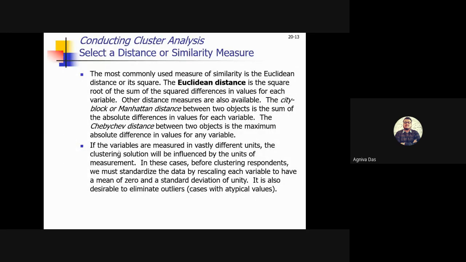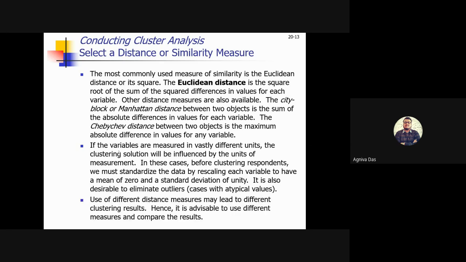It is also desirable to eliminate the outliers. In these cases, outliers are very common, right? And it is better to avoid them. Now, using different distance measures may lead to different clustering results. So first use all of them, compare them, and then select one.